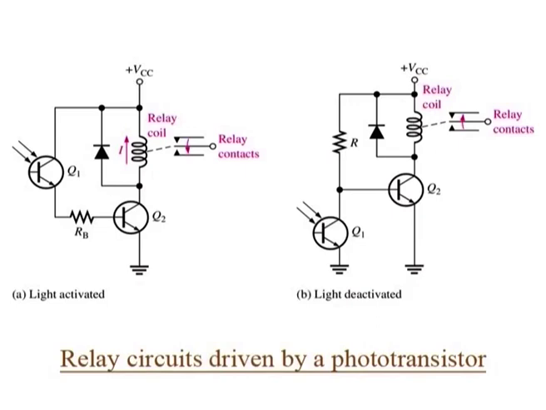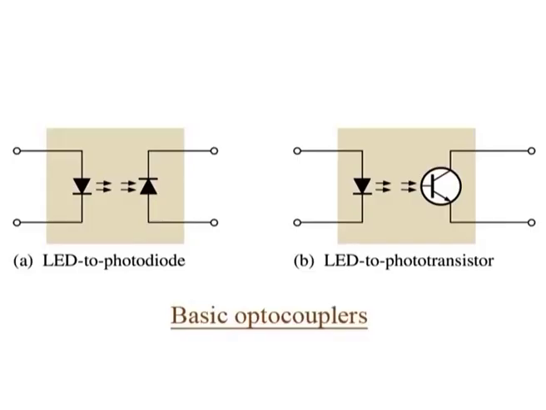Optocouplers. An optocoupler uses an LED optically coupled to a photodiode or a phototransistor in a single package. Two basic types are LED to photodiode and LED to phototransistor, as shown in the figure here. A key parameter in optocouplers is the CTR, that is, current transfer ratio.